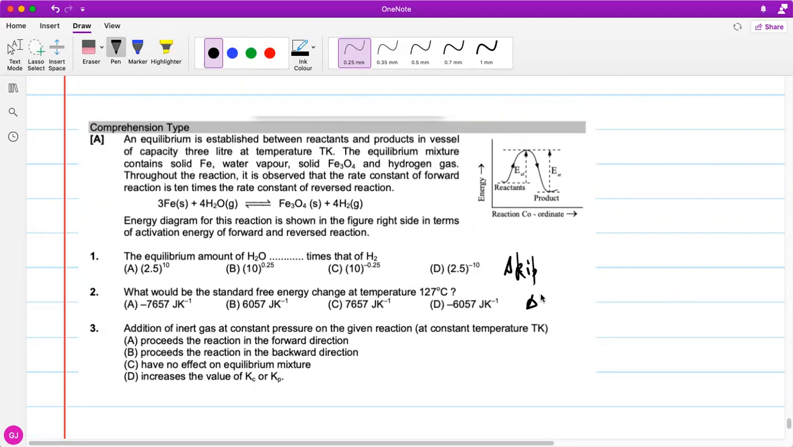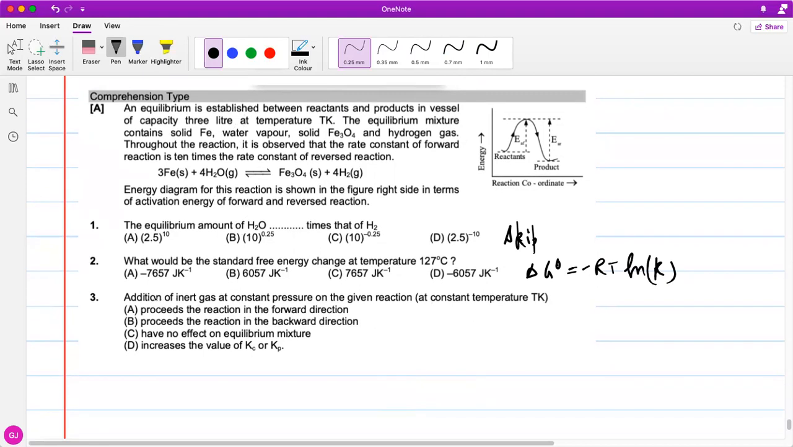The third question is something, the second question you can answer if you got the first question based upon the fact that delta G naught is equal to minus RT ln K, right? But the fact is that the first question requires knowledge of chemical kinetics, so we are skipping it. Third question talks about addition of inert gas at constant pressure at a given temperature, right? So here, as you can see, for this reaction, delta Ng is 0, right? Since delta Ng is 0, so we'll say that inert gas being added at constant pressure will not have any effect on the equilibrium, right?